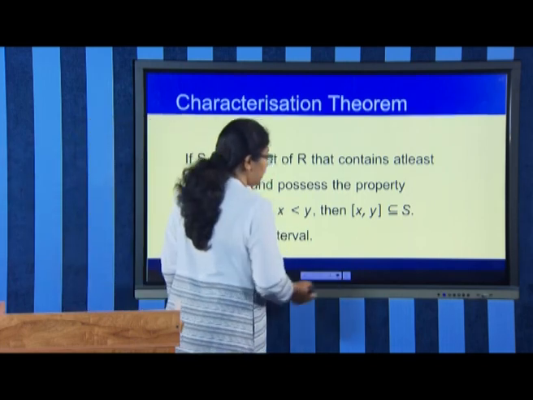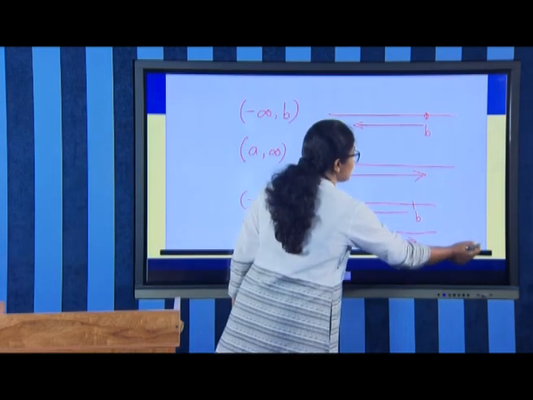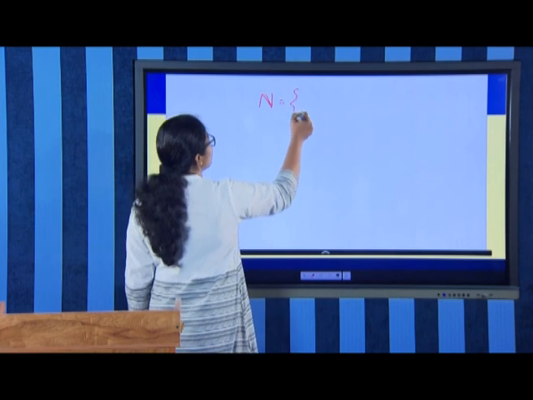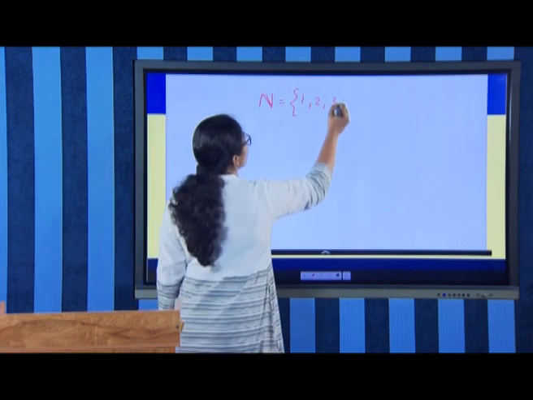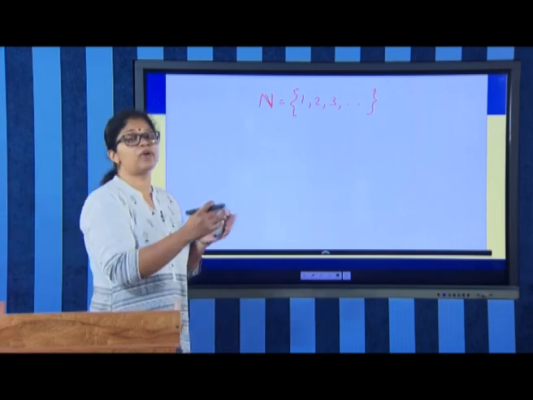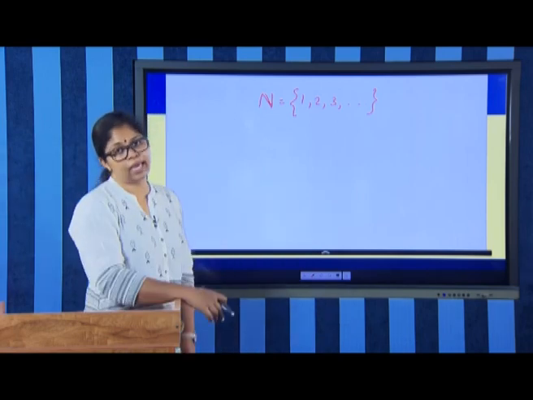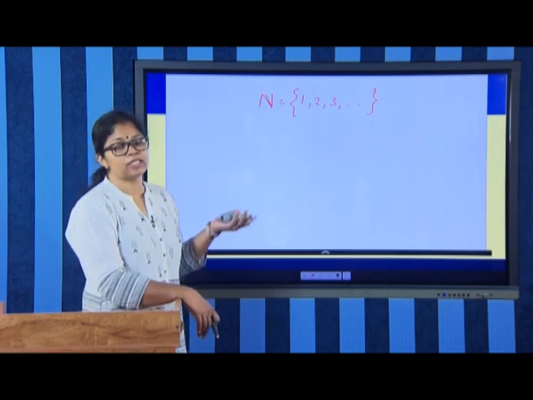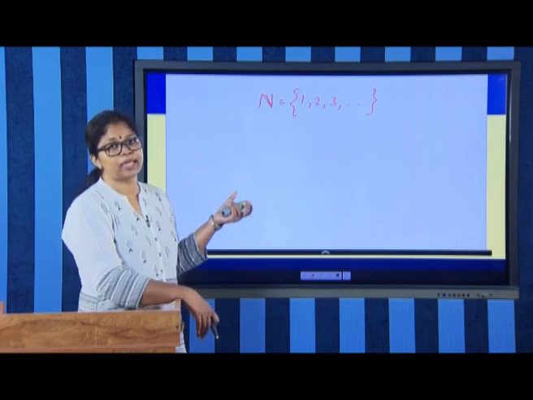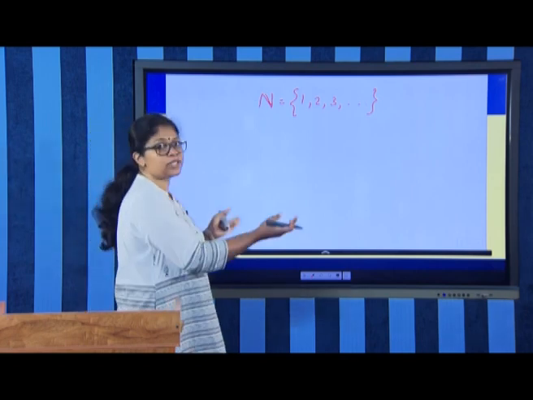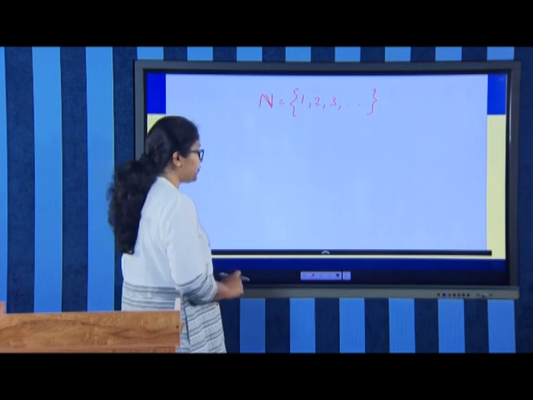For example, if we consider the set N of natural numbers, which is 1, 2, 3, etc., we cannot say that the points between 1 and 2 are swept inside N. So, this is as such not an interval. That is why the set of all natural numbers and finite sets etc. cannot be considered as intervals, because the characterization theorem is not satisfied there.